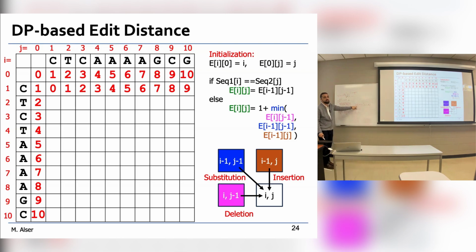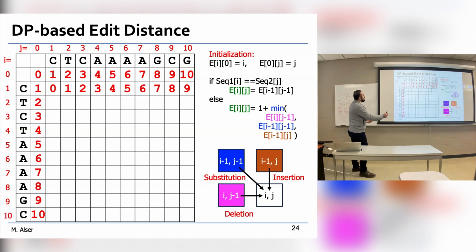Still, what is the minimum? 1 plus 0 equal 1. So that is the value of 1. Okay? So C and T. Now let's take C and C. It's easy because we just copy the value. So C and C are equal. So we'll just take this value as is all the way down here.